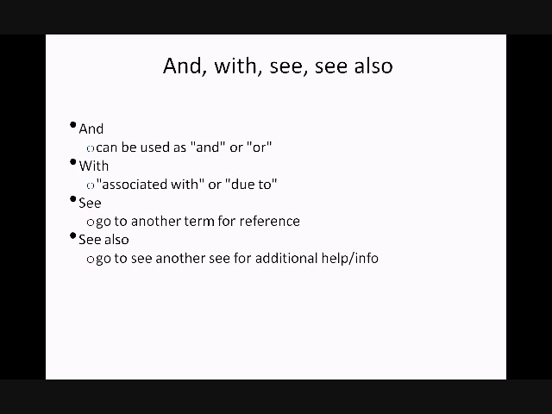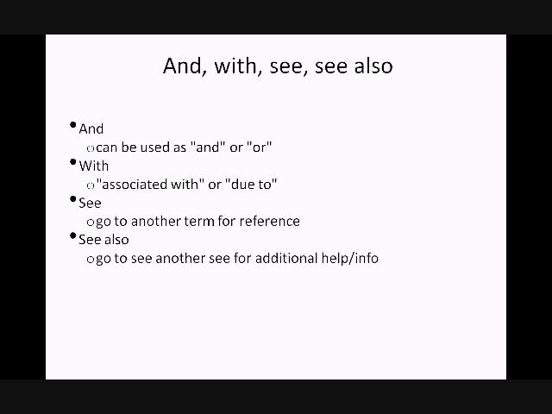And then here are some more notations: N with C and C also. In the book, N can be used as both N and or, and with can also be used as something that's associated with or something that's due to. So don't just take them at face value as and and with. They can be used for more than that.